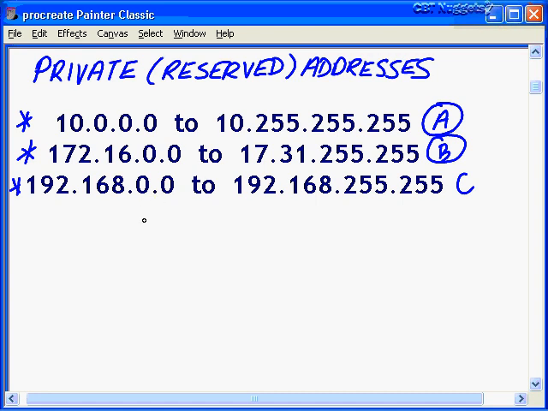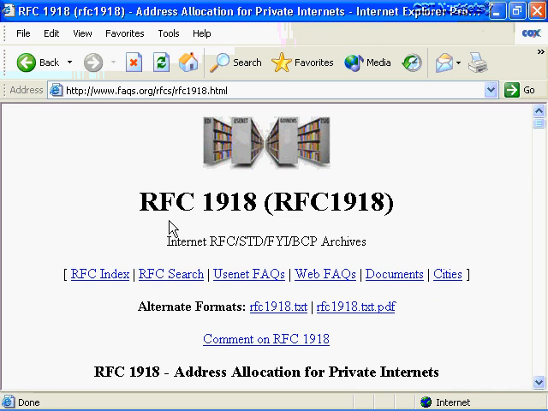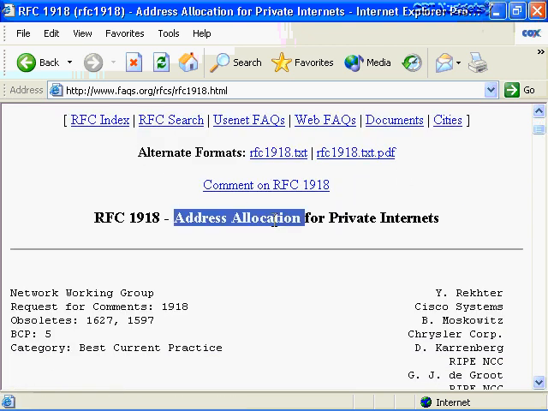These are based on one of the documents that's used to define internet standards. It's called a request for comment, and the number is 1918, or request for comment 1918. If you just go up and Google RFC 1918, you're going to get a request for comment, and this is basically the address allocation for private internets.